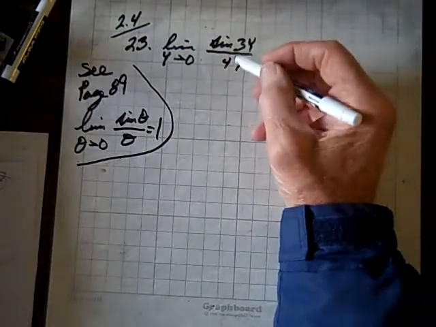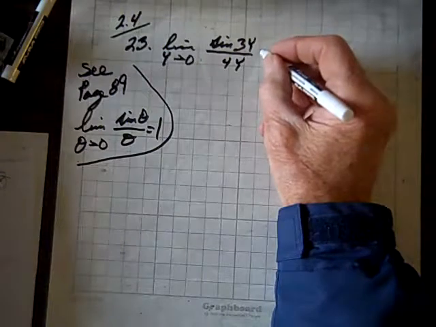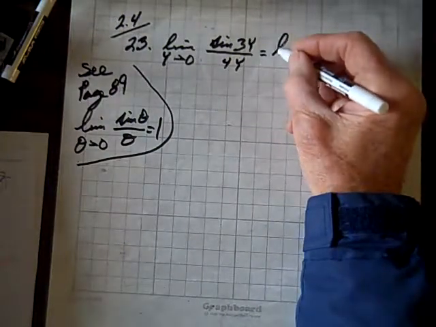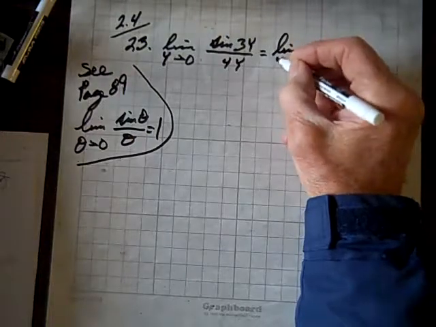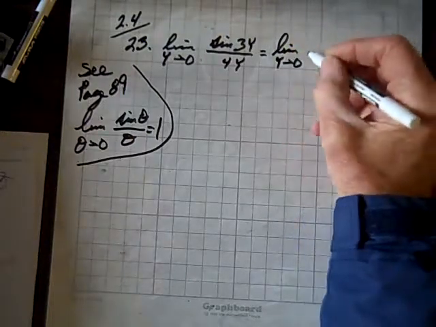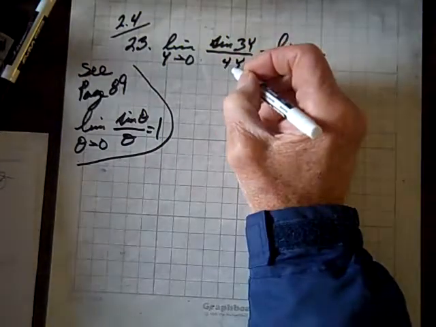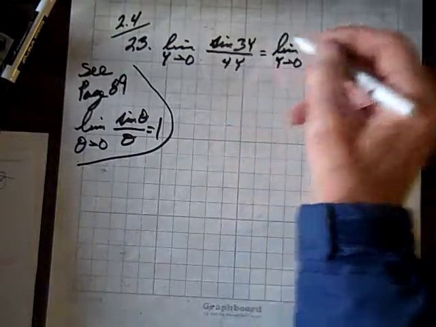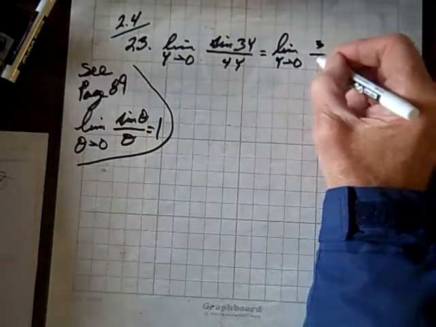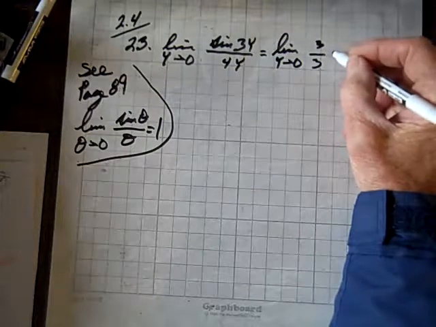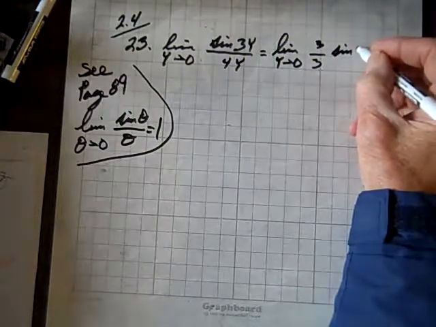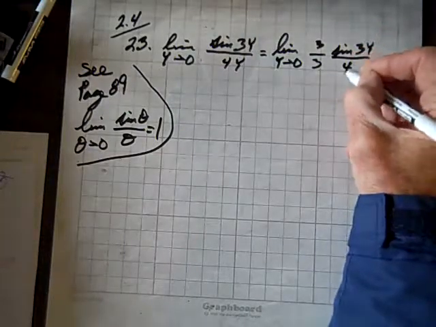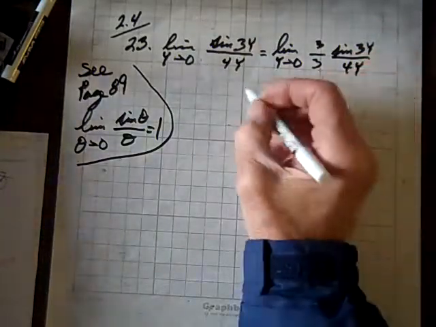Okay, we don't have identical values here, but we can remedy that. So I'm going to take the limit as y goes to 0, and now I'm going to multiply by 1. If only we had a 3y there. Well, we're going to get it. We're going to multiply by 1 in the form of 3 over 3. We can do that, and that's times the sine of 3y over 4y. Hey, all we did was multiply by 1.